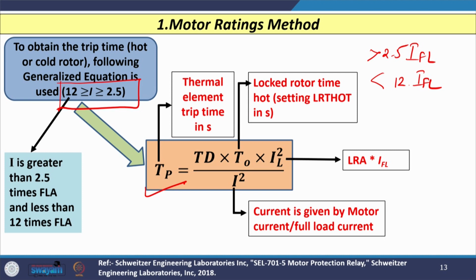As you know, in this equation the trip time, Tp, is the thermal element trip time, normally given in seconds. It is given by the ratio Td T0 IL square divided by I square, where Td, we know, is the acceleration time, normally 1.